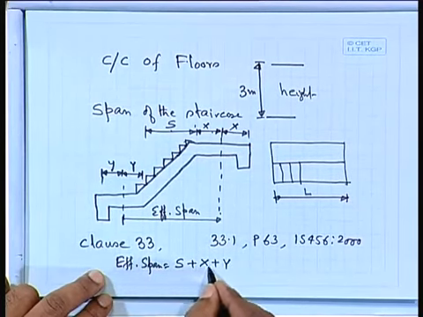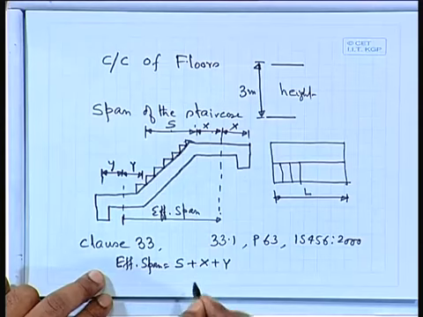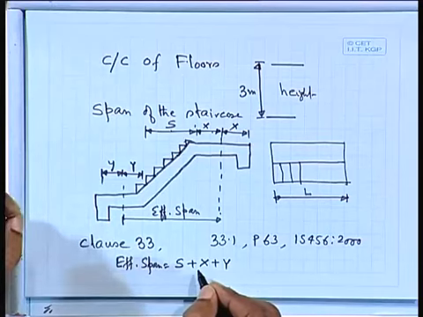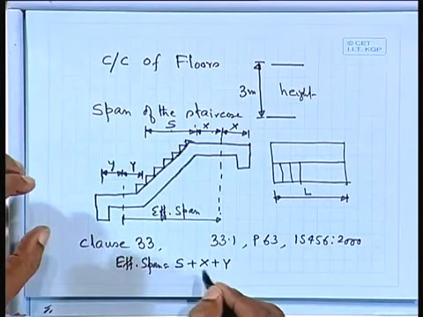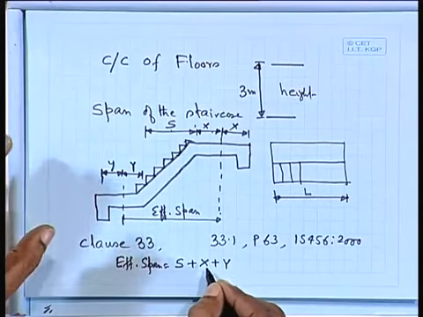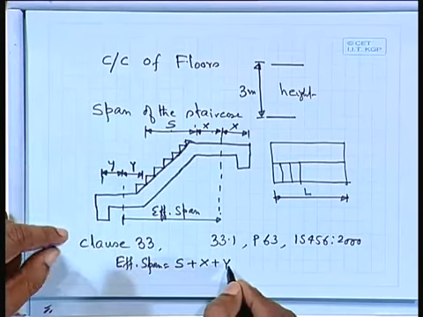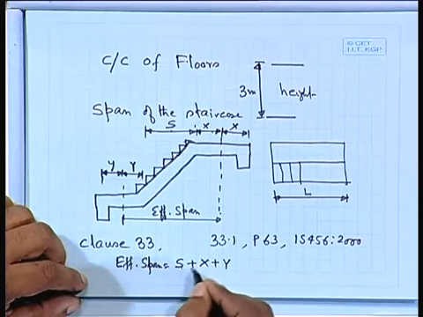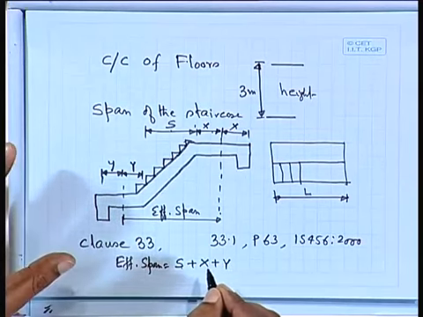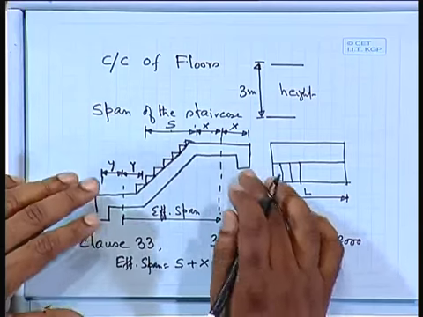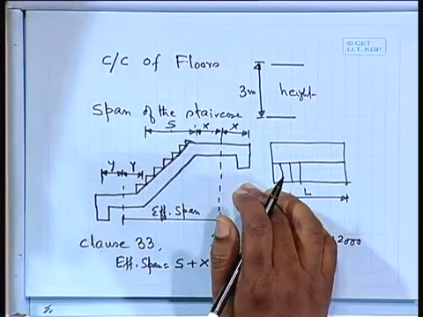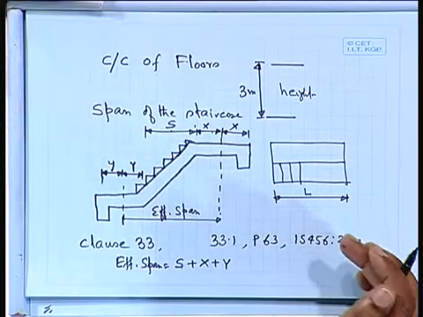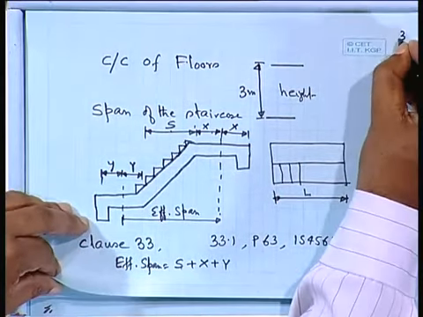So our code says that if x is less than 1, then you take it as x only, whatever value you are getting. Say 0.75 meter, you take 0.75 meter. 0.8 meter, take 0.8 also. But if it is 1.2 meter, then you take it as 1 meter. Similarly for y also. So it should not be more than s plus 2. Okay, so now I know what our effective span should be. If I know the effective span, now I have to calculate your load.